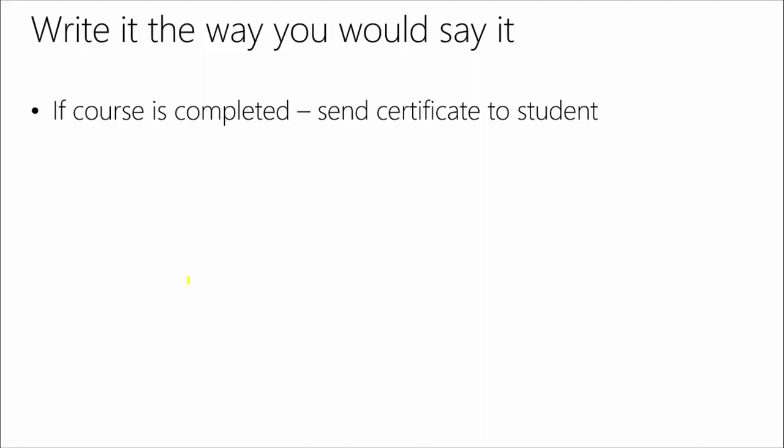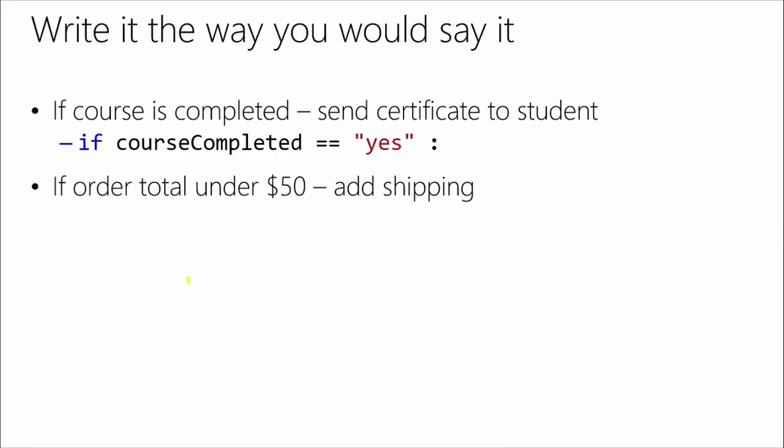But the other way I think of it is, think of it how you would say it out loud. If a course is completed, then send a certificate to the student. So you'd say, well, an if course completed is yes, send the certificate. If the order is under $50, add a shipping charge. Okay, then if total is under 50, add shipping.